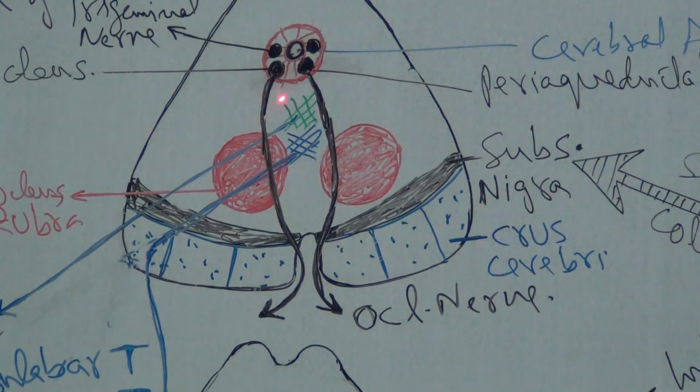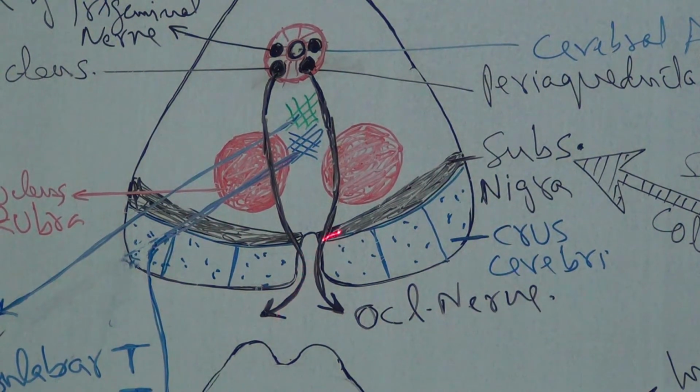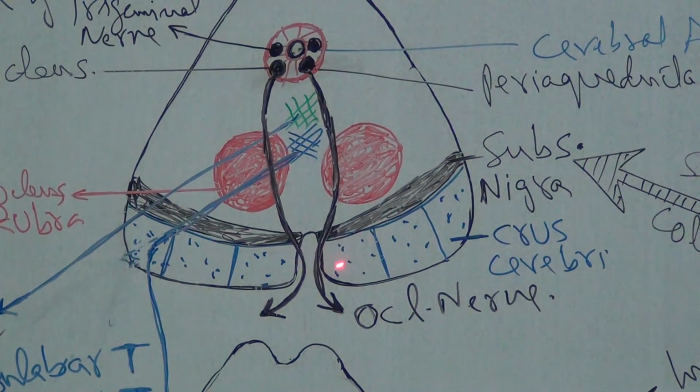These fibers run forwards and medially, traverse through the medial part of the reticular formation and through the medial-most part of the substantia nigra. On the medial surface of each crus cerebri there is a medial sulcus, or oculomotor sulcus, through which the oculomotor nerve appears externally. So this will be the surface attachment of the oculomotor nerve.